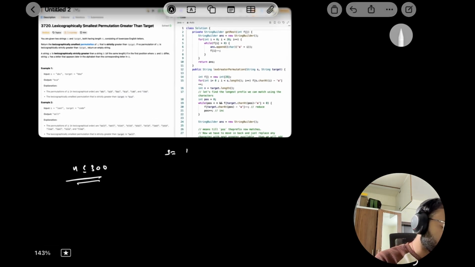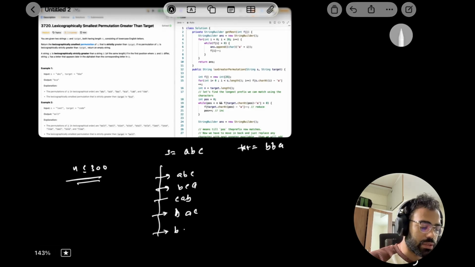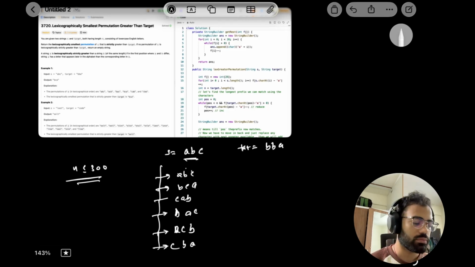See, you are given s equals a, b, c, and your target equals b, b, a. Then what all strings can you form with a, b, c? Let's write: a, b, c is one, b, c, a is another, c, a, b is another. Then you can form b, a, c. We can form a, c, b as well, and we can form c, b, a as well. The total is 3 factorial, 6.